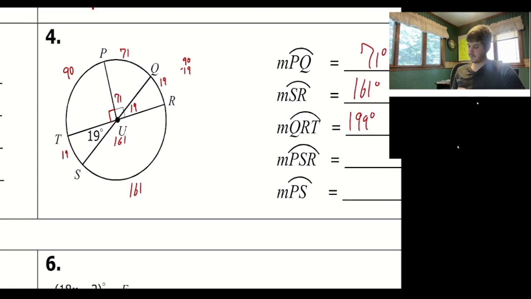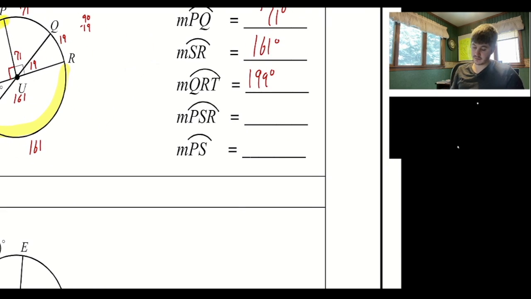PSR. So here's P up here. In this case, I can't go clockwise because I would hit R. So now I have to go counterclockwise to hit S first. So P, S, wrap around, hit R. So it's everything but that 71 and 19. That's literally 75% of the circle. That's going to be 270 degrees. You can just add them up: 90 plus 19 plus 161. That's going to be 270.